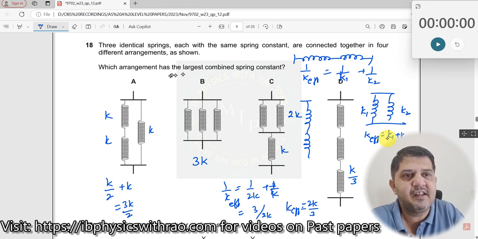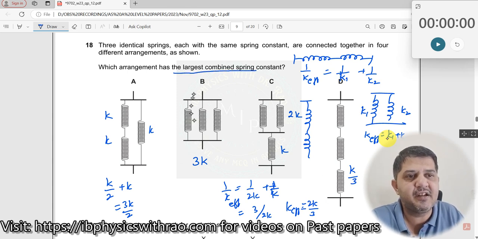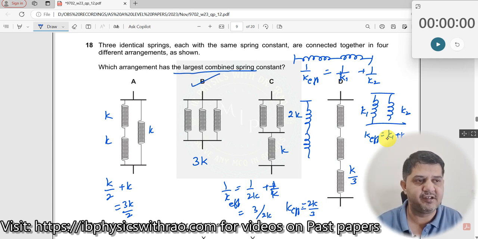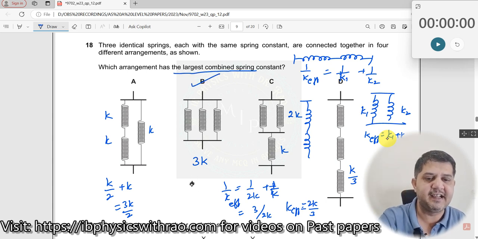Now what is he asking? Which is the largest combined spring constant? This is the largest spring constant. So 3k. So this is the right answer. B is the right answer.